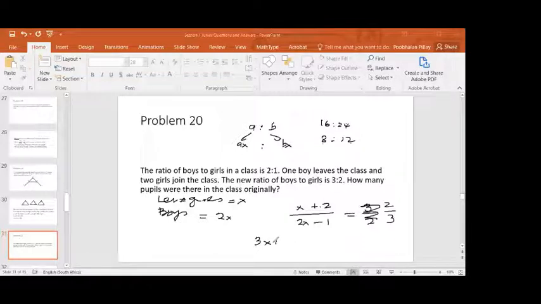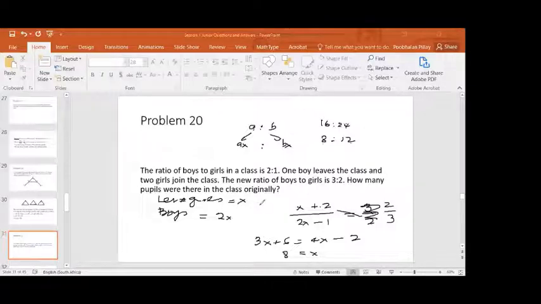3 times x plus 2 is 3x plus 6, right? That way. And this way it's 4x minus 2. 2 times 2x minus 1. It's a nice simple equation. Solve for x. 4x minus 3x is x here. 6 plus 2 is 8. So therefore x is equal to 8.